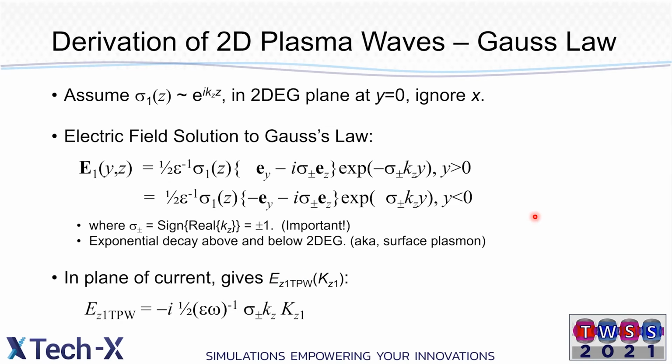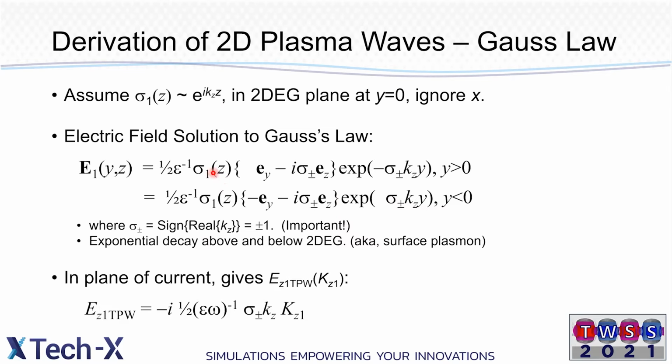We'll need a second relationship between electric field and sheet current. And of course, electrostatics, that's Gauss's law. These are simple two-dimensional problems if we ignore the third dimension. And so you can practically write down what the electric field is. It's going to be exponentially decaying away from the sheet of current. And then, of course, it'll have sinusoidal behavior, e to the i kz. And so then this gives us a second relationship.